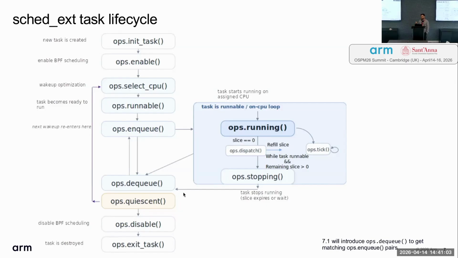As Andrea already mentioned, in 7.1 you will actually have matching enqueue, dequeue pairs. This is mostly only possible since then. I want to say a task is pickable for BPF between those two, and it's runnable if it has received runnable without having received a quiescent yet. And obviously, if both are true, then I would say the task is pickable for a BPF scheduler. Finally, you get disable and exit task if the task exits, and technically you can go from enable and disable back and forth if the task is moved. But again, that's an edge case we won't really bother with.